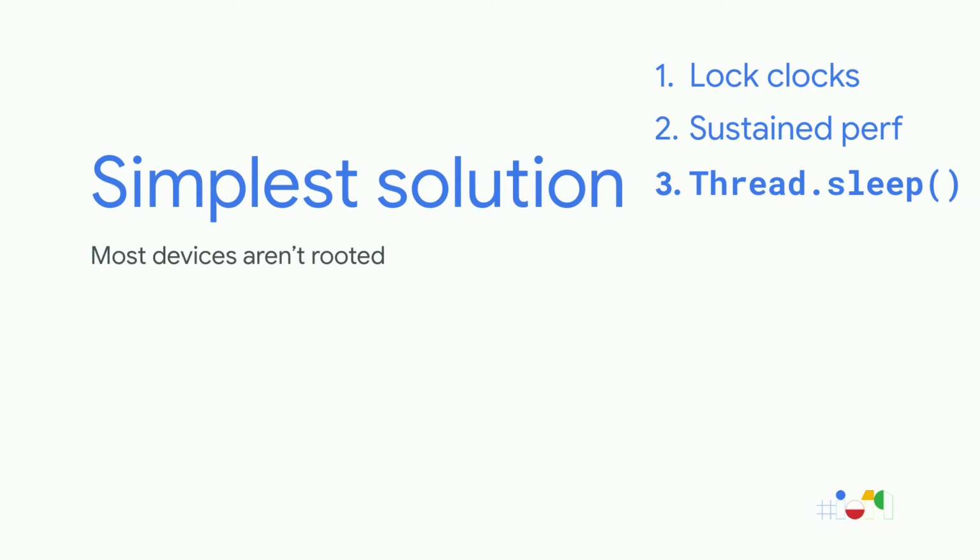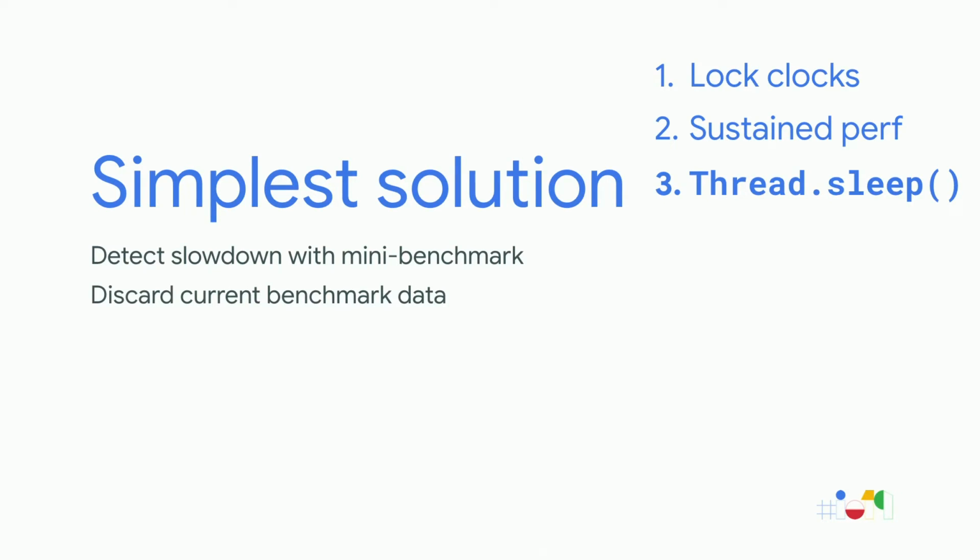It's the simplest solution. Many devices aren't rooted, and many devices don't have sustained performance mode, so we use thread.sleep. What we do here is detect a slowdown in between every benchmark by running a little tiny mini benchmark to see if the device has started thermal throttling. If it does, we throw away the current benchmark data and we sleep to let the device cool down.